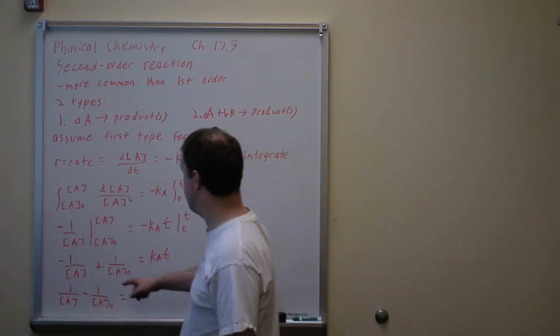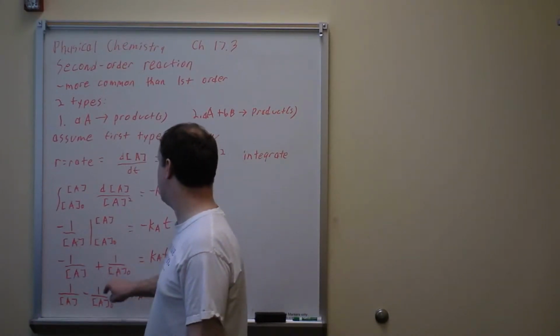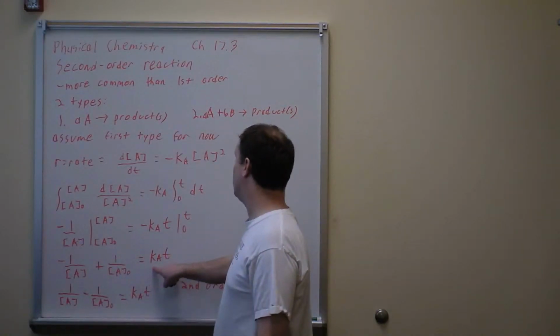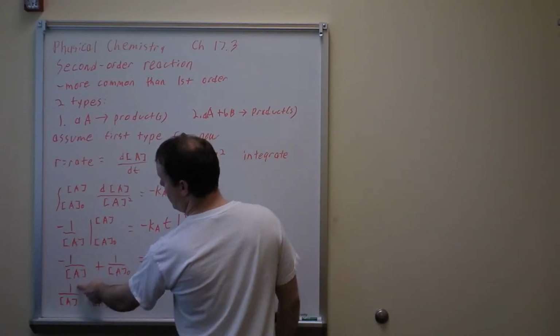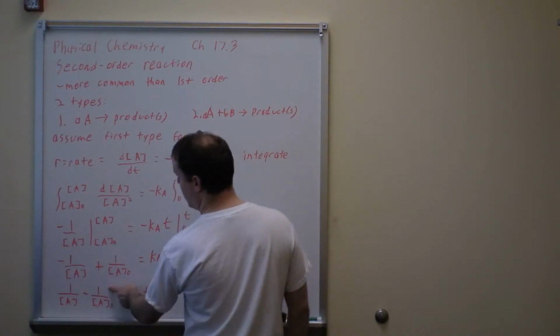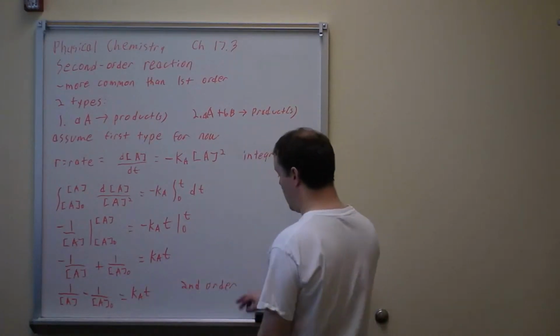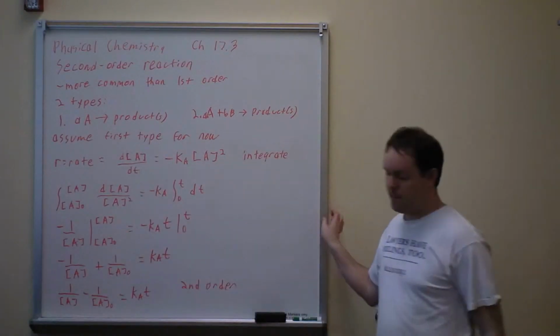So this just gives us minus 1 over the concentration of A, double negative makes a positive, so we have plus 1 over the initial concentration of A equals Ka t. Switch those around so it looks a little nicer. You get 1 over the concentration of A minus 1 over the initial concentration of A is equal to Ka times t. And remember, this is only true for a second order equation of the type we were talking about.